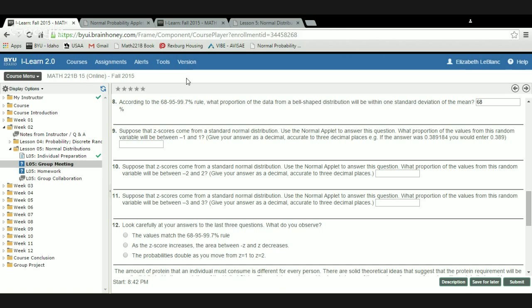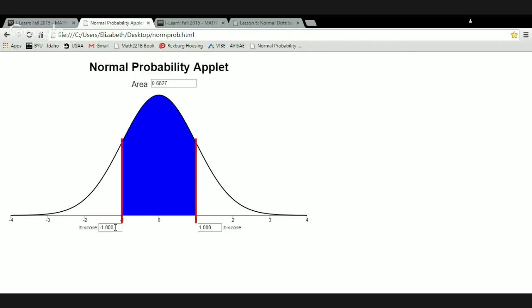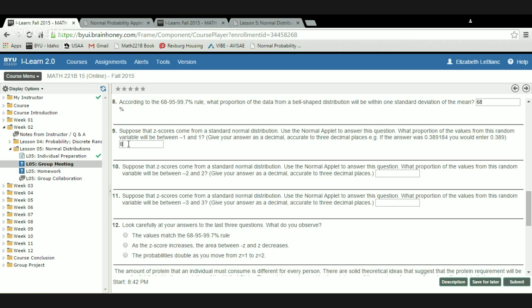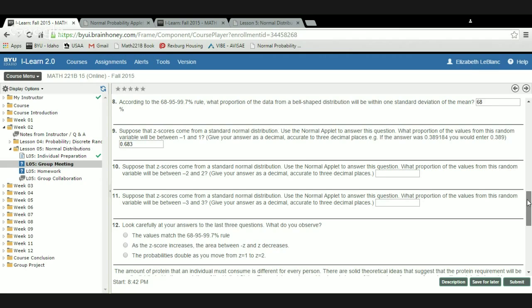Okay, so when we pull up that normal applet thing, you just write 1 and -1 on the z-scores. And then when you enter those in there, the area at the top should be the answer. So 0.683 rounded. So put that in. So it should be 0.683. Yeah. Could be. We'll see.